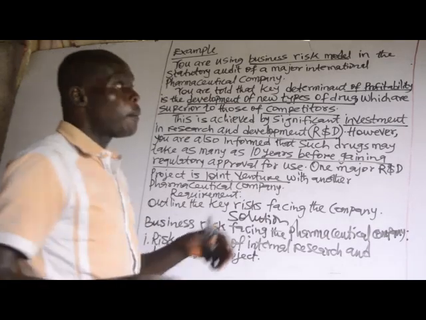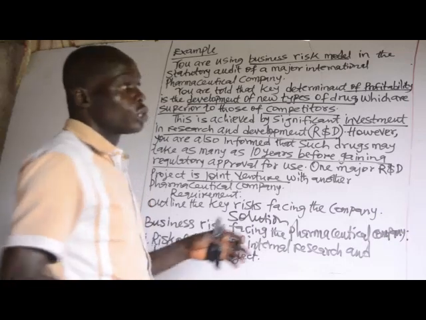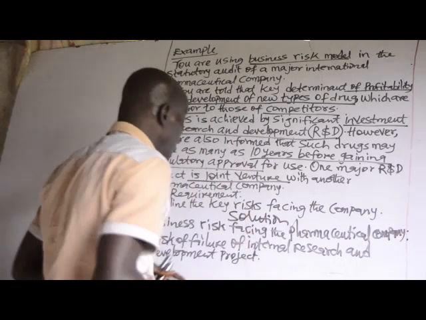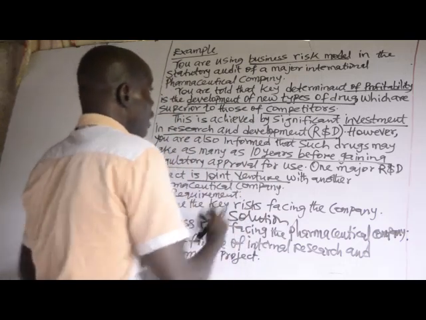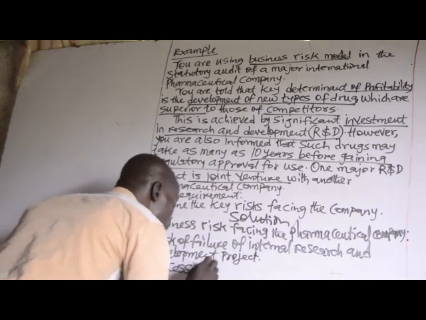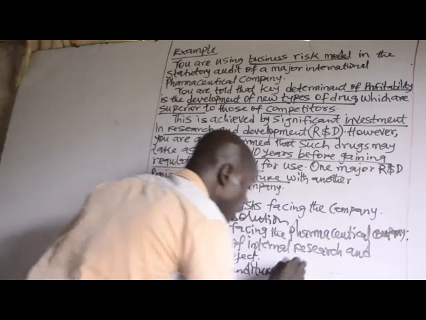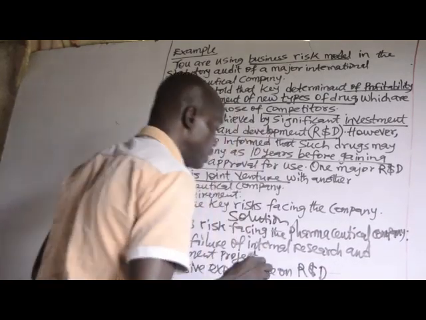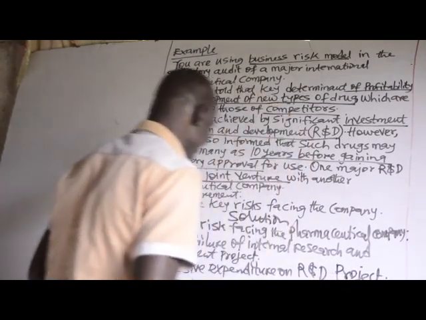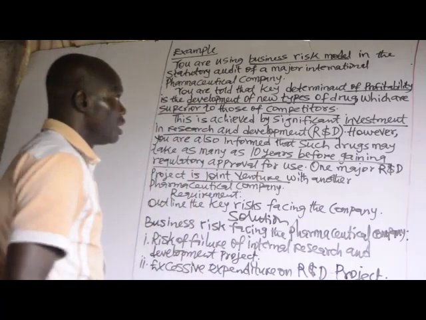Number 2, risk of excessive expenditure on the research and development. Meaning that they might spend a heavy amount of money on research and development projects, and remember the project may not even be successful. That automatically poses a risk.